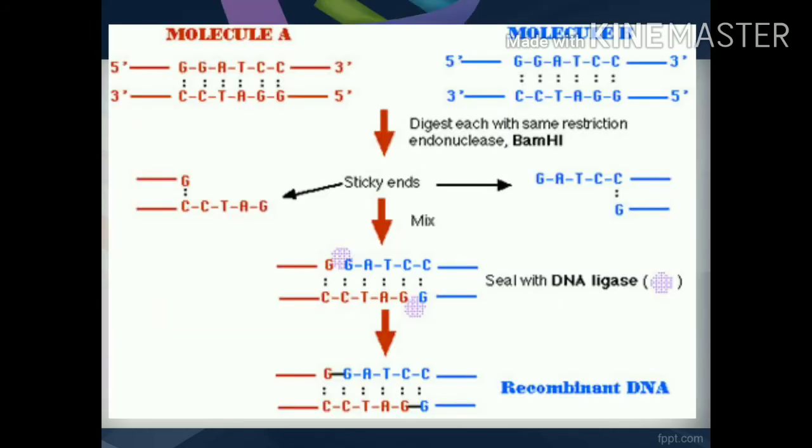Here also you can see molecule A and molecule B, and both are digested with the same restriction endonuclease, BamHI, and BamHI always produces sticky ends. So molecule A produces sticky ends, and molecule B produces sticky ends. Now these two different molecules, when joined together and sealed with the help of DNA ligase, form a recombinant DNA, a new variant DNA, made with the help of molecular scissors and the ligase enzyme.